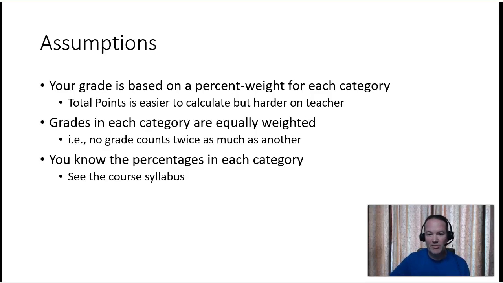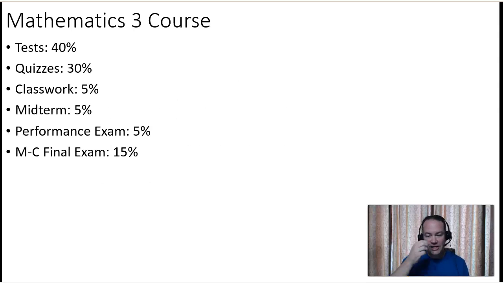I think the best way probably to handle this is going to be to look at an example. So let's say that you are a student in this mythical Mathematics 3 course. These are the percentages for the course, and you can read those yourself. Now you can adapt these percentages to whatever class that you're taking. So for example, if your class counts classwork as 10%, then you're going to be able to follow the same steps. You just change it to 10%.